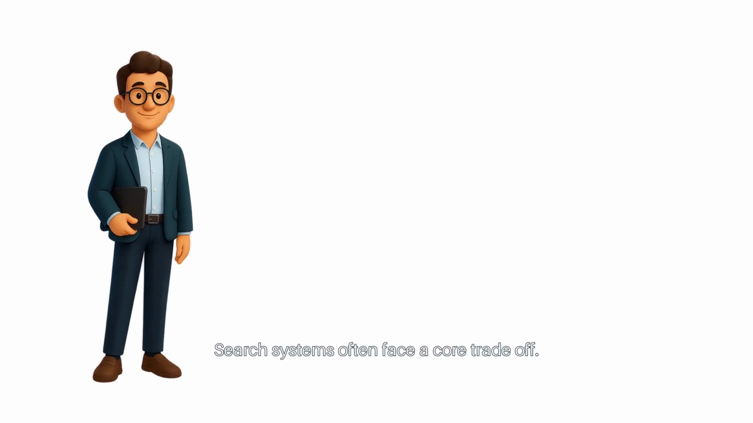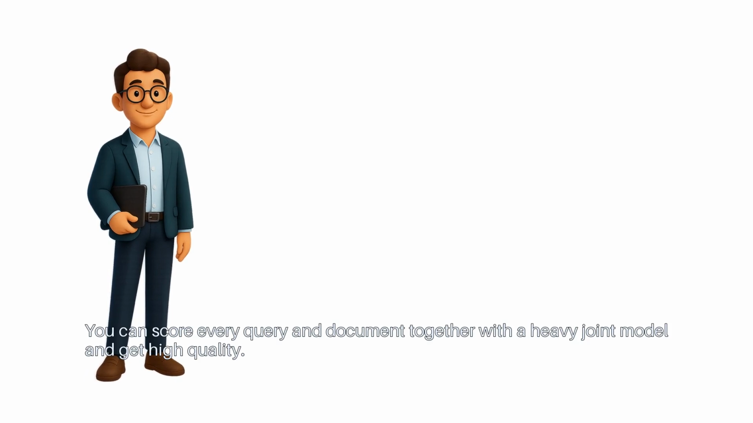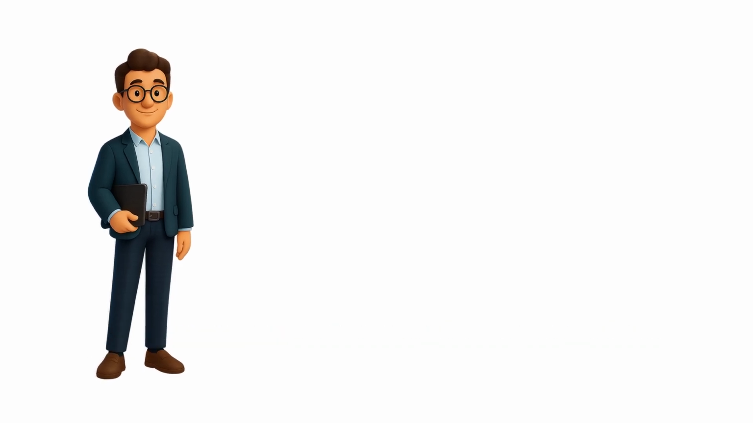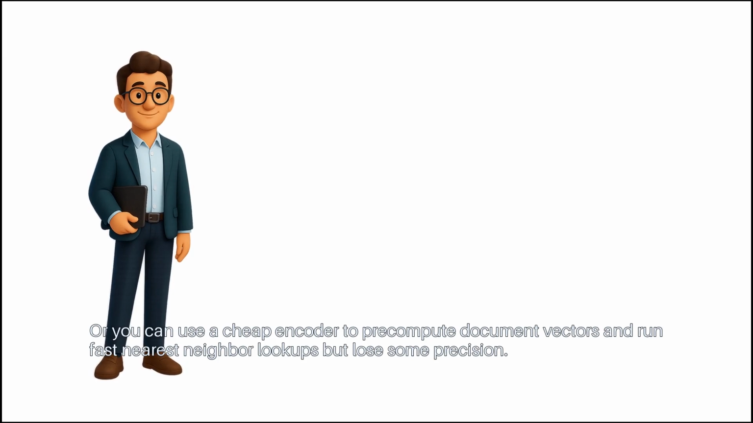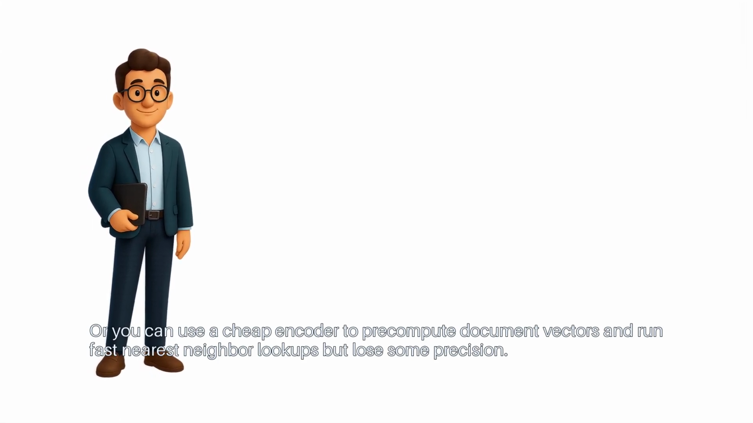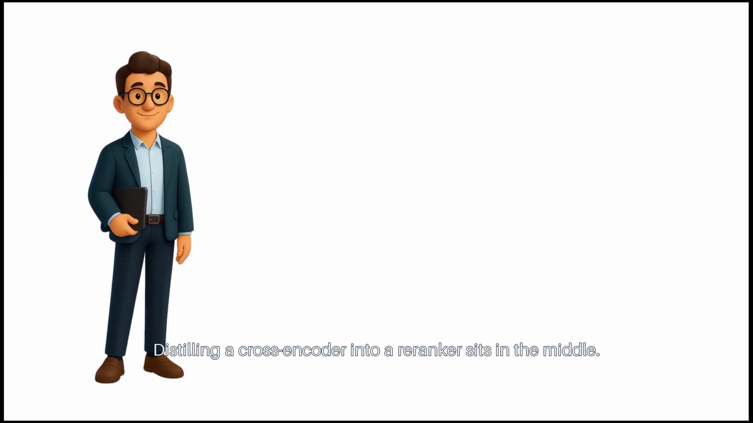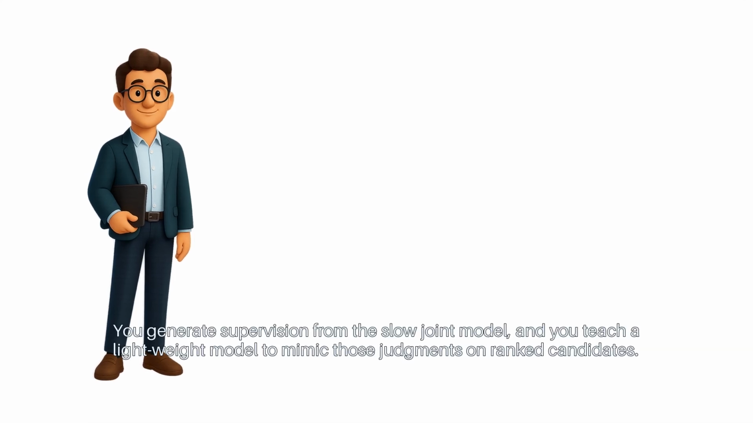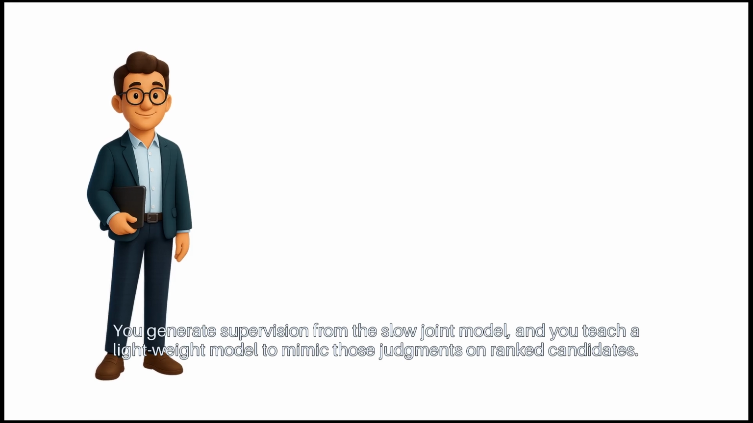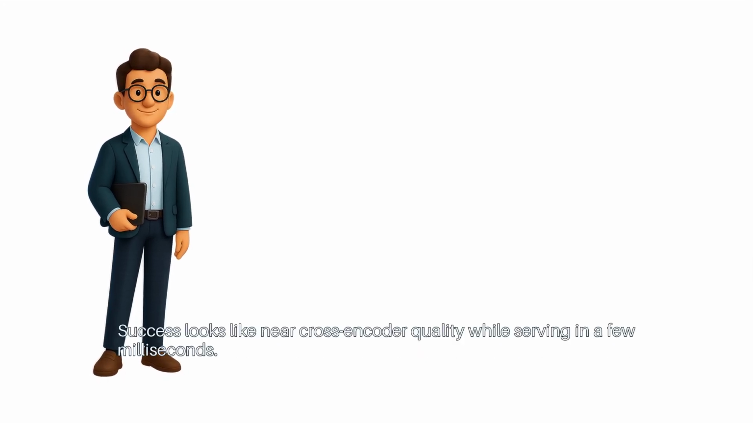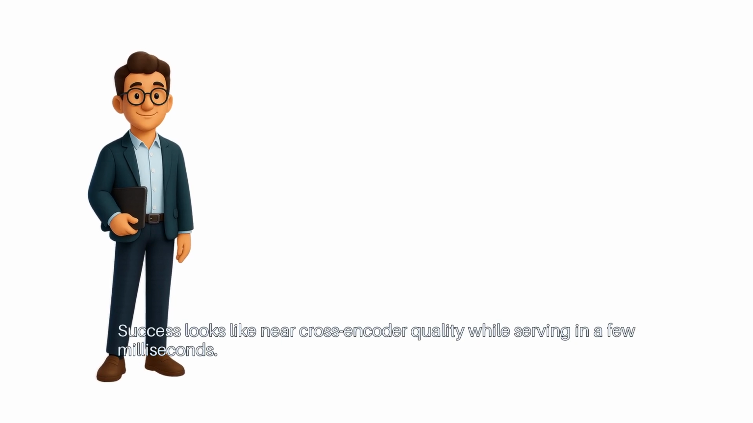Search systems often face a core trade-off. You can score every query and document together with a heavy joint model and get high quality. Or you can use a cheap encoder to pre-compute document vectors and run fast nearest neighbor lookups, but lose some precision. Distilling a cross-encoder into a reranker sits in the middle. You generate supervision from the slow joint model, and you teach a lightweight model to mimic those judgments on ranked candidates. Success looks like near cross-encoder quality while serving in a few milliseconds.